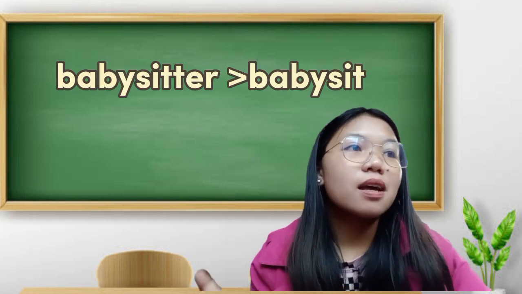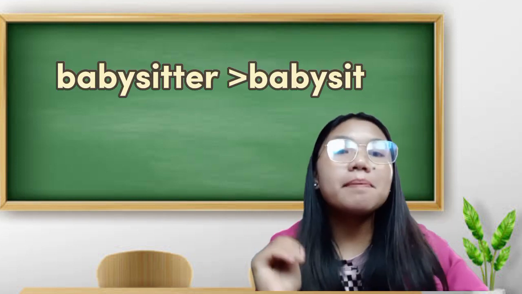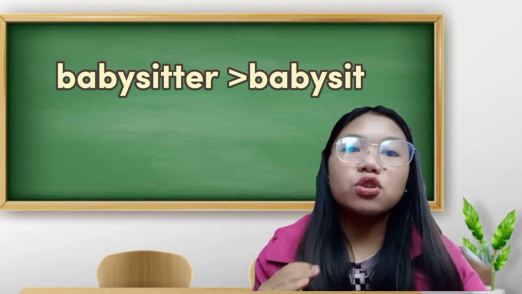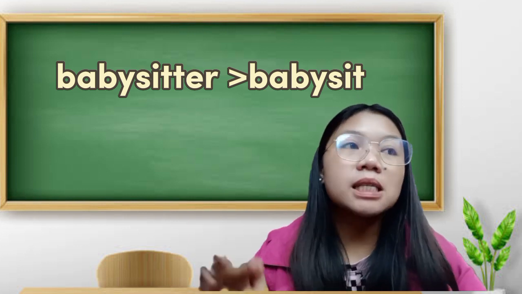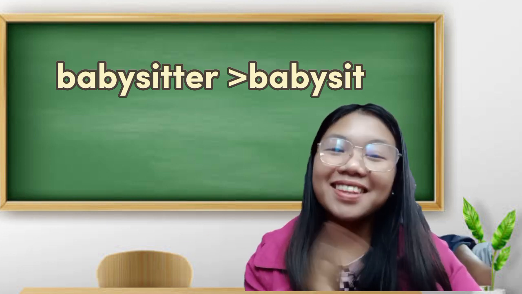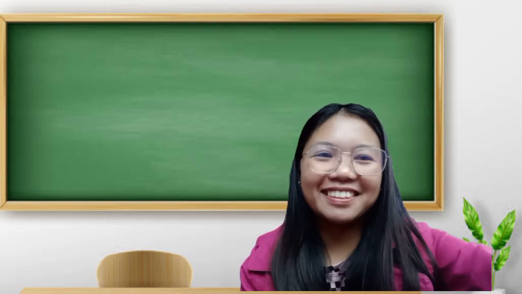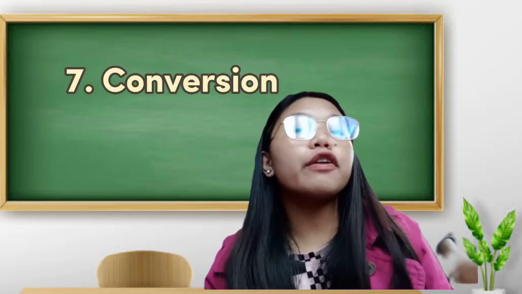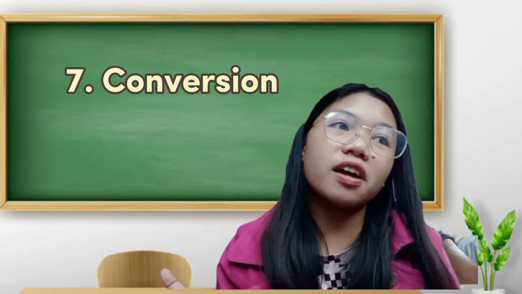Another example is babysitter. A babysitter has the back formation babysit, which means babysit comes from the word babysitter. That is a back formation. The seventh word formation process, we have conversion. Now, what is a conversion?